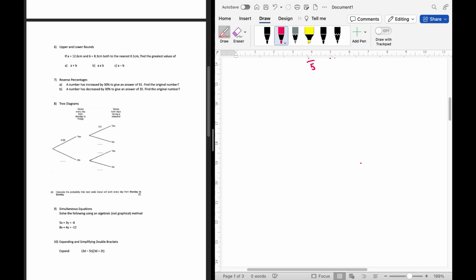Simultaneous equations. What we've got: 5x plus 3y equals minus 6, and minus 8x plus 4y equals minus 12. It's taking longer because I'm writing the things out with this horrible pen. Start with the y's and make these the same. Get yourself a mark for making those the same. Times the first by 4 and the second by 3. So 20x plus 12y equals minus 24.